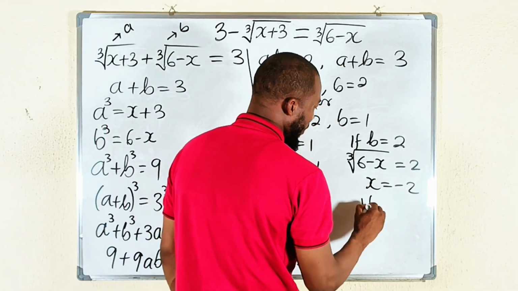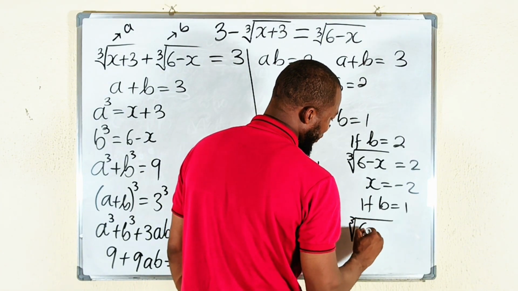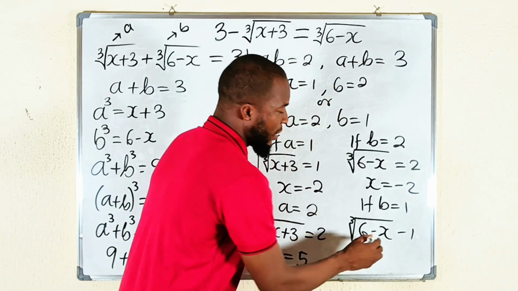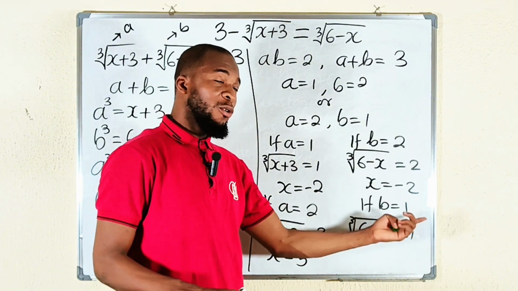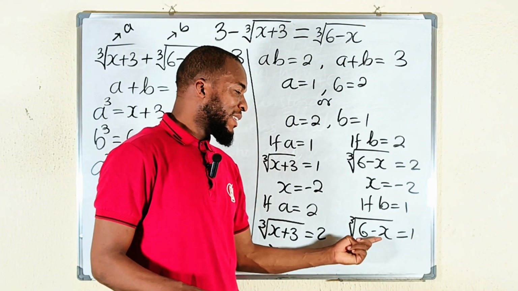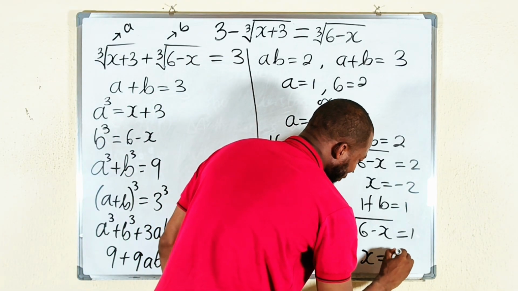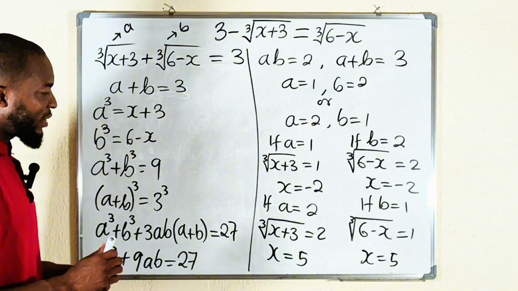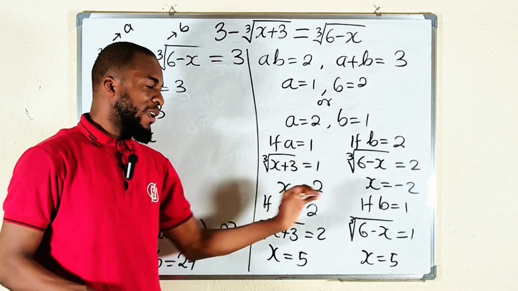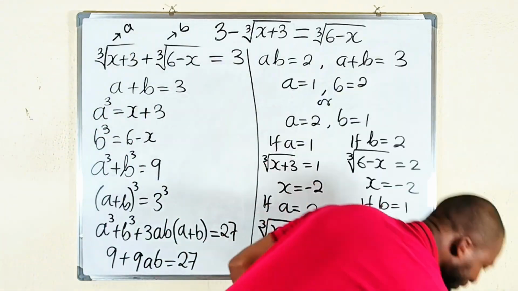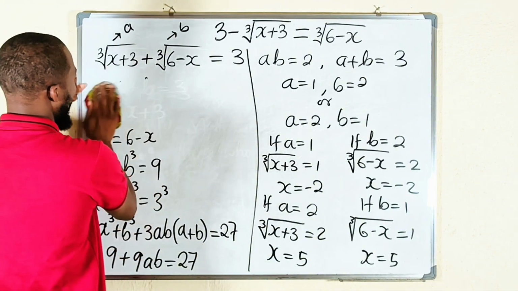The same thing, if B is now equal to 1, it implies that the cube root of 6 minus x is equal to 1. If you raise both sides to the power of 3, it means that 6 minus x is equal to 1. And it implies that x must be 5, because 6 minus 5 is 1. So x is equal to 5. So can you see that the right solution is either x equals minus 2 or x equals 5, because it doesn't matter. From the other side, we still have the same solution. But it's better you check. Let's check it here.